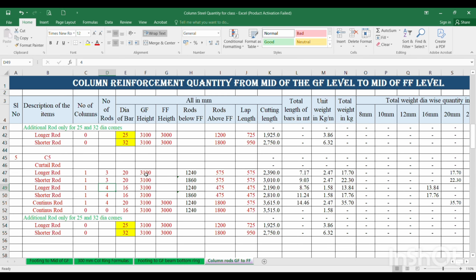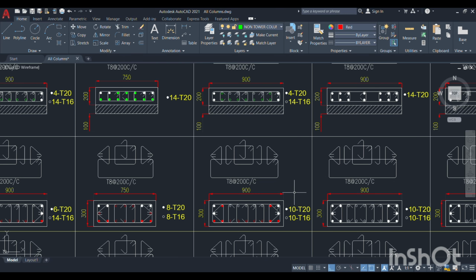Dia is 20. Ground floor height is 3100. First floor height is not required. And rods below first floor is calculated. As per the 20 dia, 1 LD for bending into the floor level and 1 LD for the lap length. Next, what are the other dias there? Then you see, 16 dia. How many 16 dia rods are going to curtail?